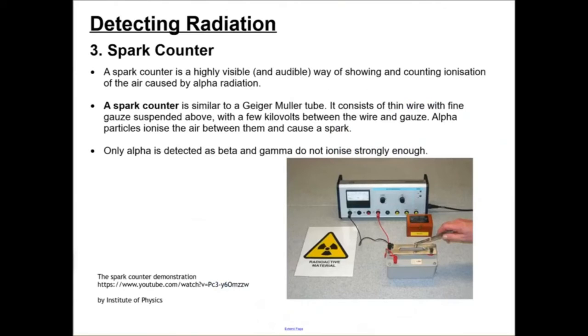So we have another type of detector. That's called the spark counter. We all know that spark counters are suitable for measuring alpha particle radiations only. Now, we know that alpha particles have the highest ionizing ability.